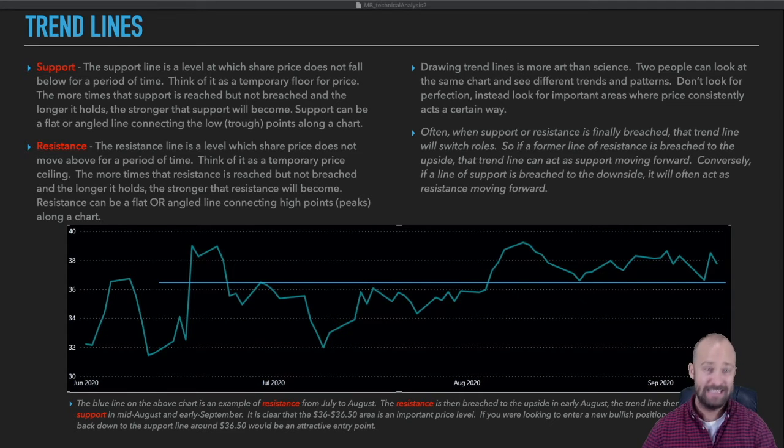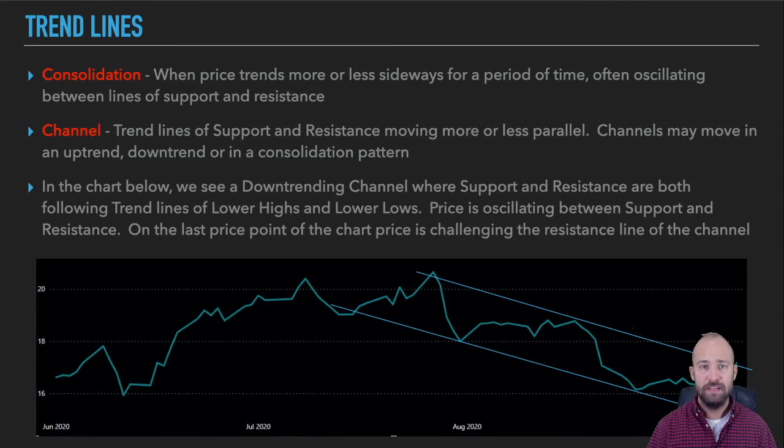Occasionally, price may be surrounded on either side by parallel lines of support and resistance. This is what's known as a channel. Now, in this example here, we have a downtrending channel, but channels can also trend up and they can also consolidate. Now, when we talk about a consolidation, this just means when price trends more or less sideways for a period of time, often oscillating between lines of support and resistance. So, a consolidating channel would just be a channel of parallel lines of support and resistance moving horizontally with price oscillating between them. A channel is a type of chart pattern, and we're going to be digging into a bunch of the different chart patterns in this series of videos.